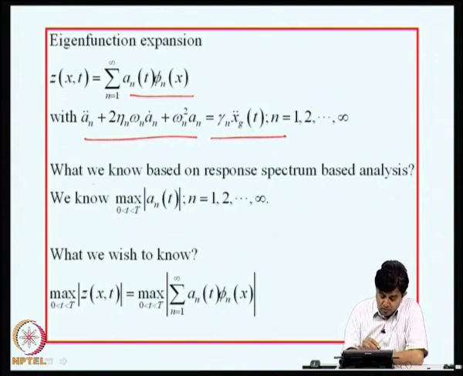Now, what do we know based on response spectrum based analysis? We know the maximum value of the response of a family of single degree freedom systems to the given ground acceleration. So, what we know is the maximum value of a n of t. From the response spectrum curves, I can multiply the maximum value of the ordinate at omega n and eta n by this participation factor gamma n, and I can evaluate this. But what we wish to know is the maximum value of this summation. So, I need the maximum value of the absolute value of z of x comma t, which is the maximum value of this summation.